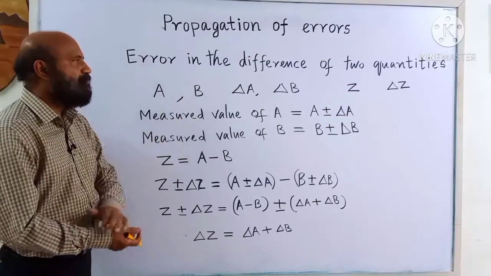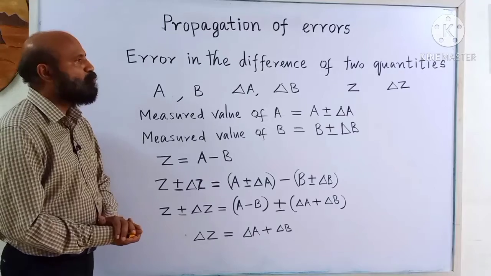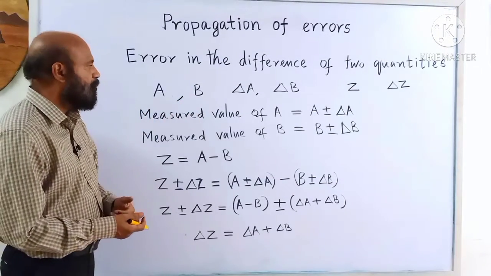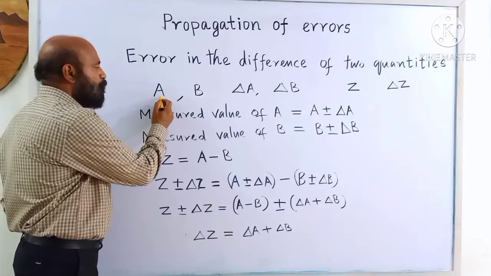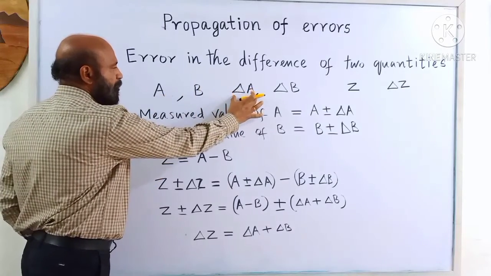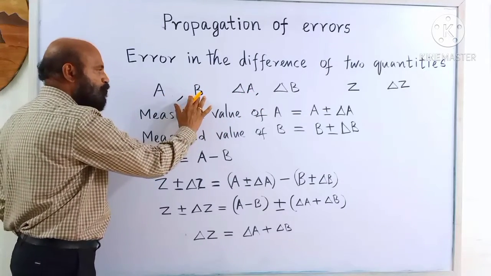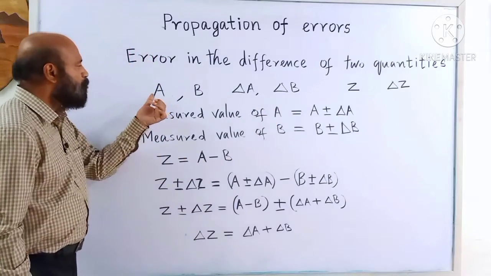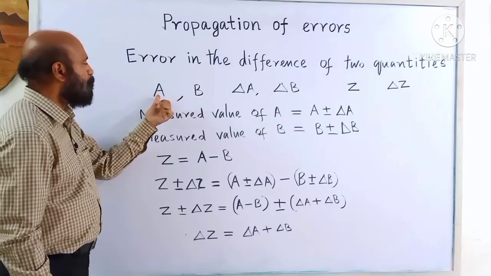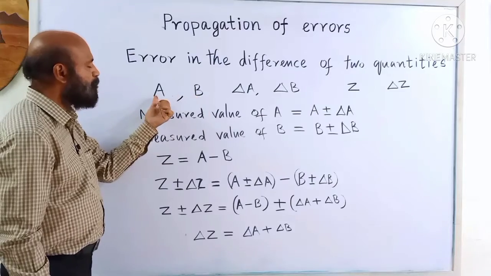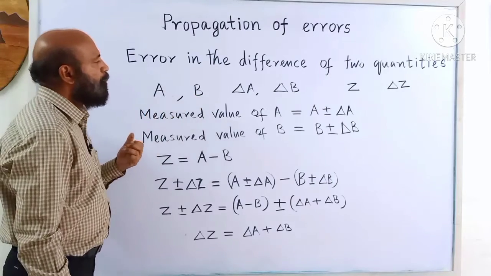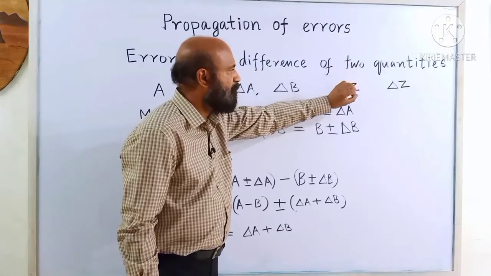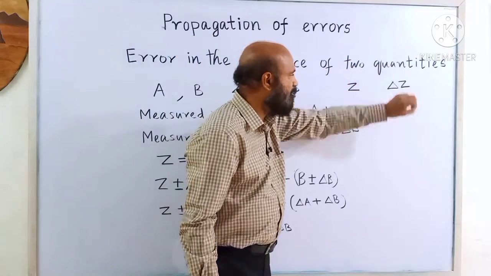Now error in the difference of two quantities. A and B are two physical quantities. In the measurement of A, there is an error of delta A. In the measurement of B, there is an error of delta B. We have to find the difference between A and B, that means A minus B. The result is Z. The error in the final result is delta Z.